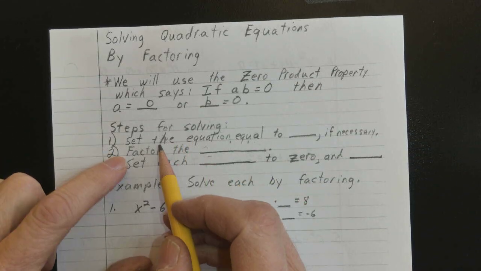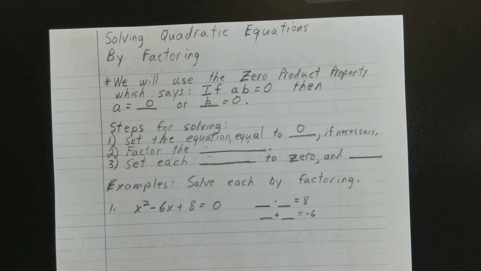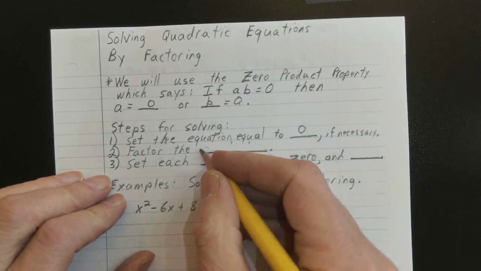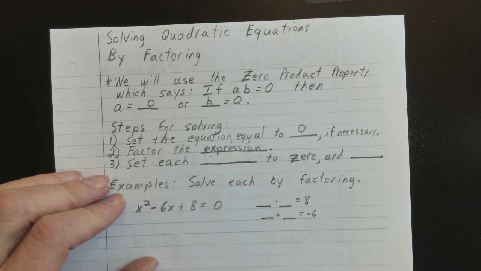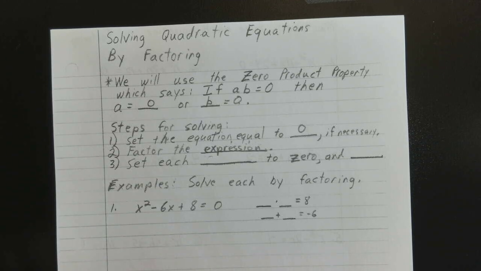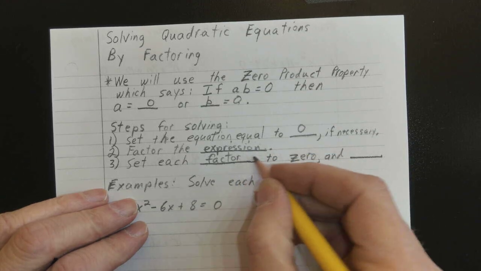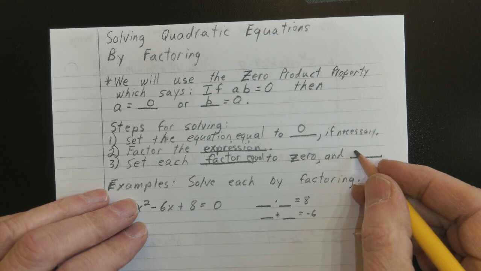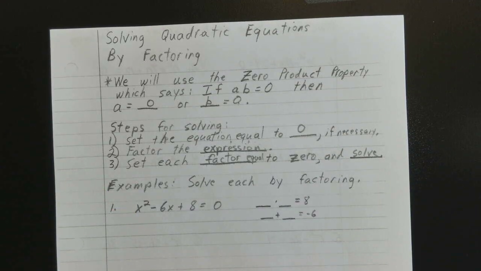Now the steps for solving. Set the equation equal to 0 if necessary. We can't solve unless we have the property ready to be used. We're going to then factor the expression. One side is 0, the other side is an algebraic expression. We're going to factor that expression. And then we're going to set each factor equal to 0, and you'll have 2 equations or however many equations, and then solve those equations.